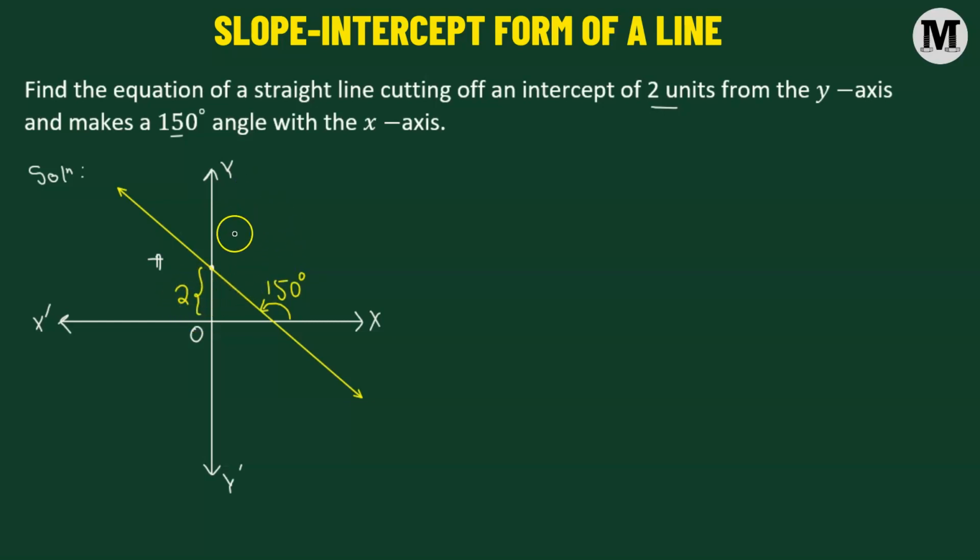Now to find the equation of this particular line, we can use what is known as the slope-intercept form of a line. The slope-intercept form is given by the standard equation y = mx + c. Here m represents the slope of the line, and c is nothing but the y-intercept of the line. So if we have information about the slope and the y-intercept of the line, we can easily use this equation to define the equation of that line.